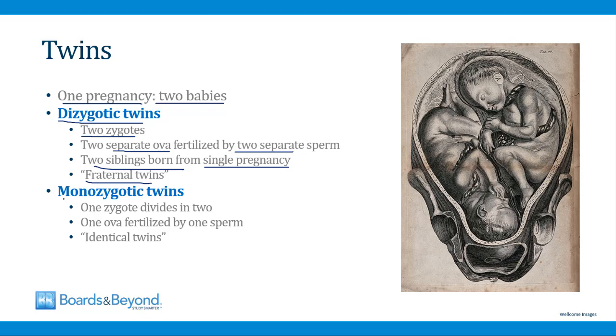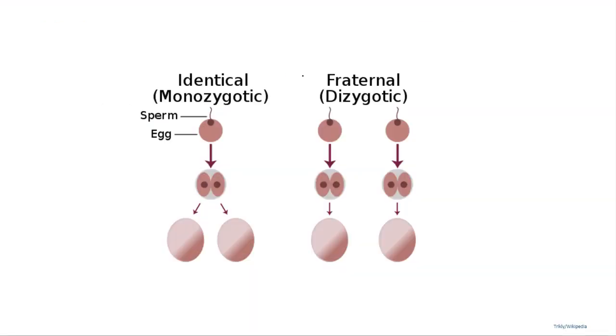The other type of twins are monozygotic twins. In this type of twin pregnancy, one zygote divides in two, so a single ova is fertilized by a single sperm and then divides in two. And these are called identical twins because they share the same genetic makeup, having come from a single ova and single sperm. And here's a picture just to make this very clear.